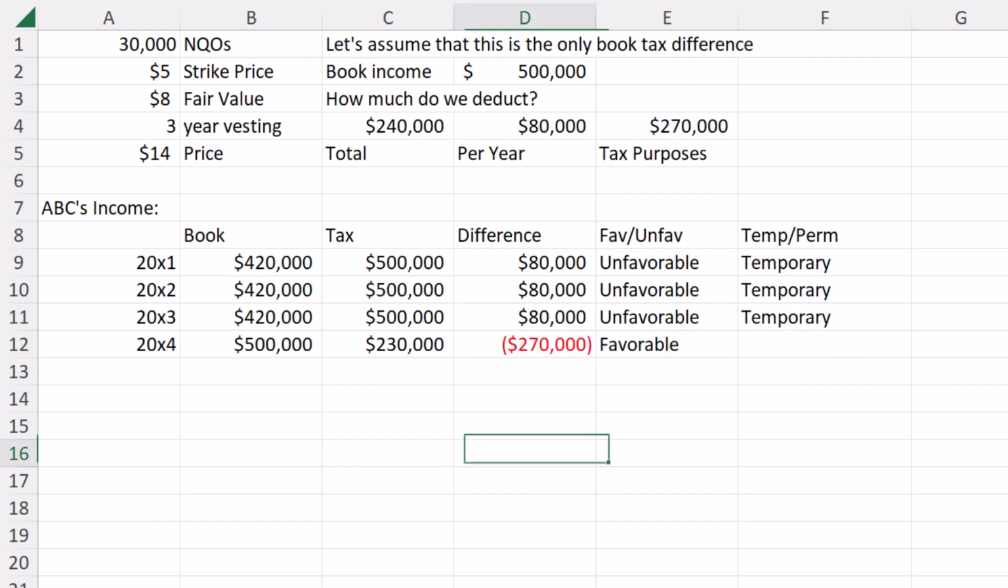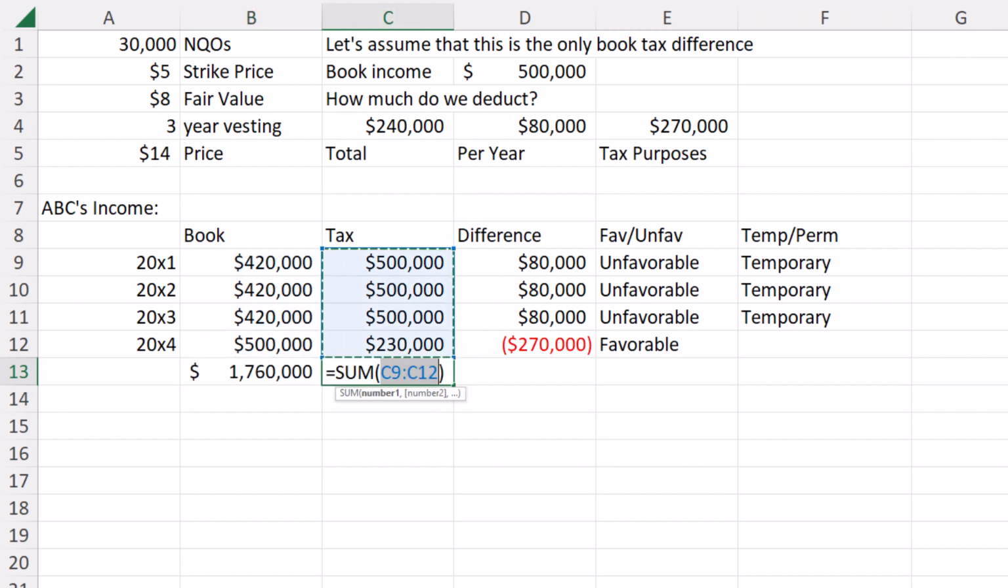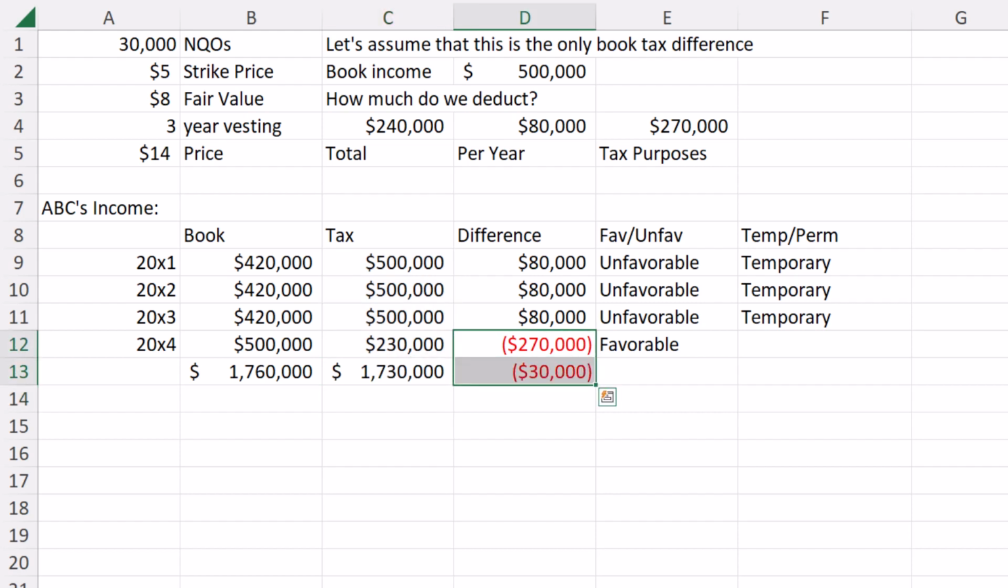But is it temporary or is it permanent? Well, we actually have a couple of different pieces here. If we look at the total amount of book income and the total amount of tax income, and we take the difference between those two, we can see that the difference is $30,000, and that is going to be a favorable difference because the tax income is lower than the book income. And now we're done with this problem, so that is not ever going to go away. That is going to be a permanent difference.